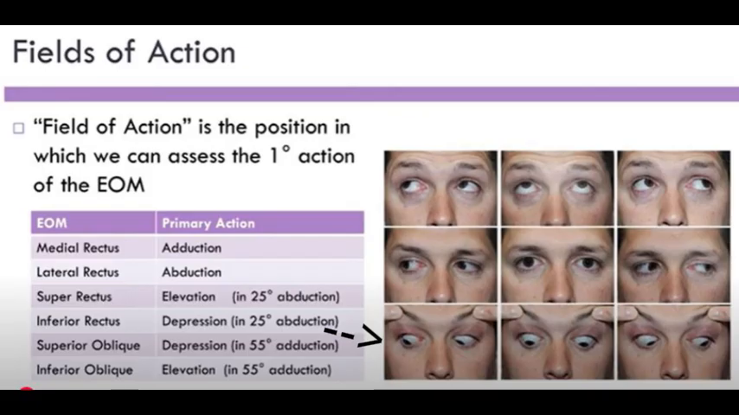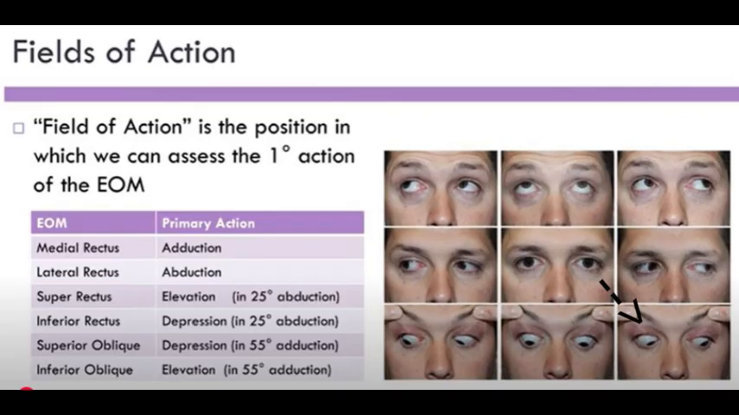This is abducted and going downwards. So this is the action of the inferior rectus muscle. And looking at this, it is adducted and elevated. So this is the action of the inferior oblique muscle. This is adducted. This is the action of the medial rectus muscle.